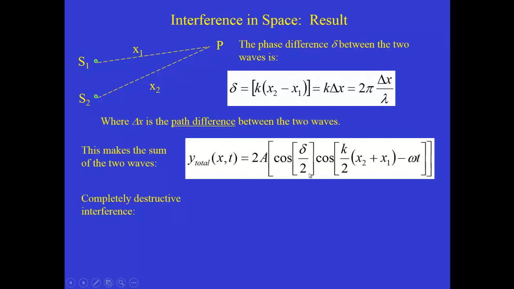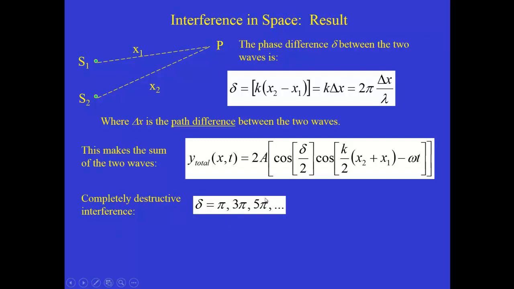So mathematically, how does that work? Well, the cosine term has to be 0, and we know that cosine is 0 when the argument is pi over 2, and then again 3 pi over 2, 5 pi over 2. So odd multiples of pi over 2, where delta then would be pi, right? That would work. And then 3 pi, and then 5 pi. Those will give us the odd integer multiples of pi. And that will produce the condition for completely destructive interference.